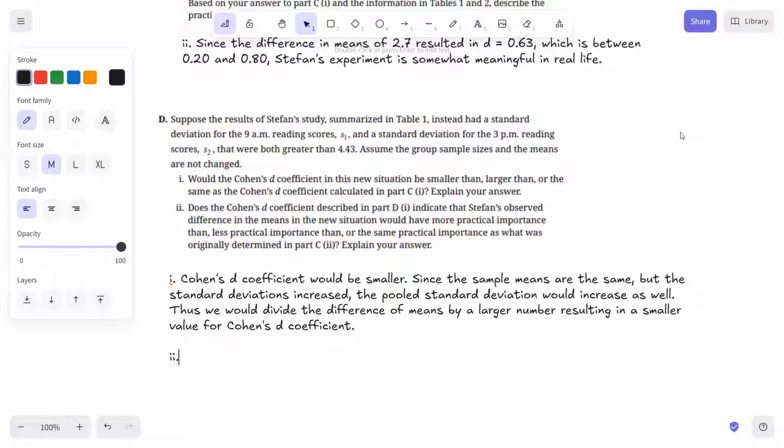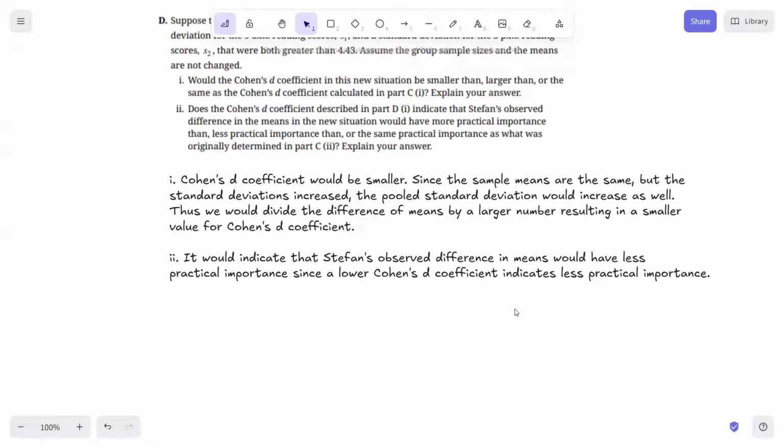Now, part 2, does the Cohen's d coefficient described in part D I indicate that Stefan observed difference in the means in the new situation would have more practical importance than, less practical importance than, or the same practical importance as was originally determined in part CII? Explain your answer. Well, in general, because the lower a Cohen d coefficient is, indicates lower practical importance, this is going to result in less practical importance. And that's basically what we're going to write here. So there you have it. And that ends question number 6.